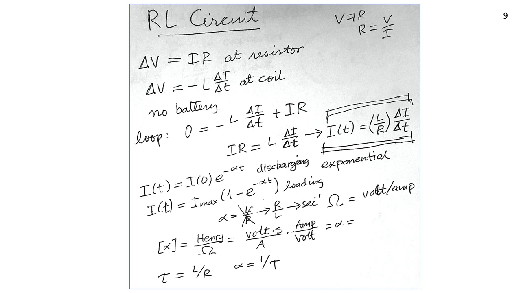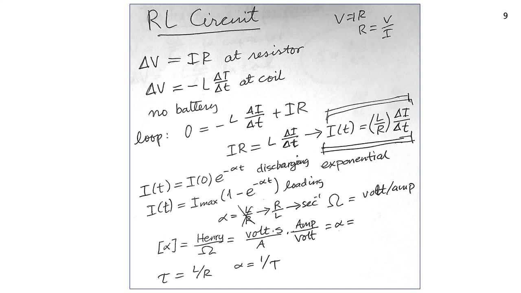So I of t is either going to be I of 0 times e to the minus alpha t, or it's going to be I max times 1 minus e to the minus alpha t. This is for loading, and this is for discharging. But it's not a capacitor discharging, it's the coil. The coil is discharging its magnetic field. All the energy stored in the coil is doing work at the resistance. So you have either one of these.